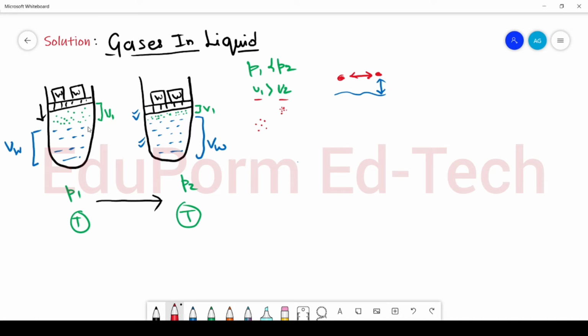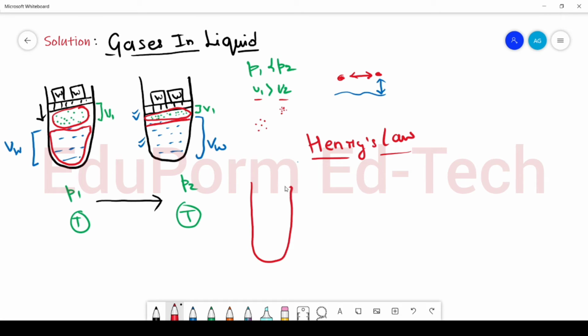So how much gas will dissolve in this liquid will depend upon how much is the partial pressure of gas present at this stage. If I am increasing the partial pressure of gas present above the surface of liquid, then its solubility will also increase. So this is our Henry's law, which states that the solubility of gas in liquid is directly proportional to the partial pressure of gas present above the surface of liquid.